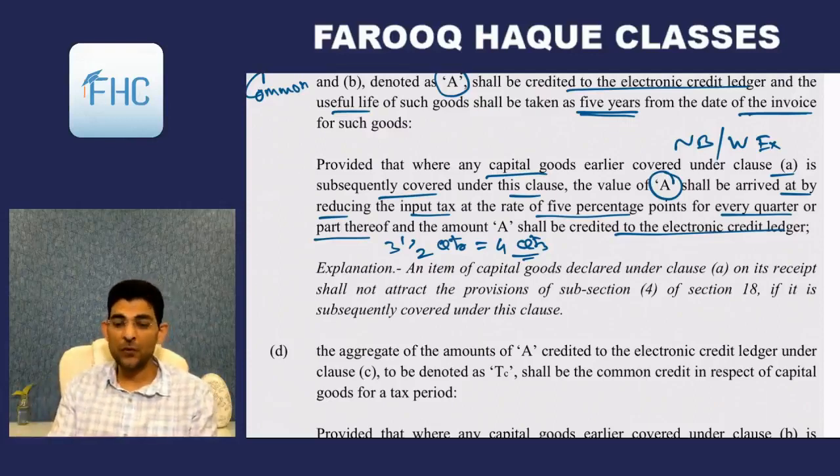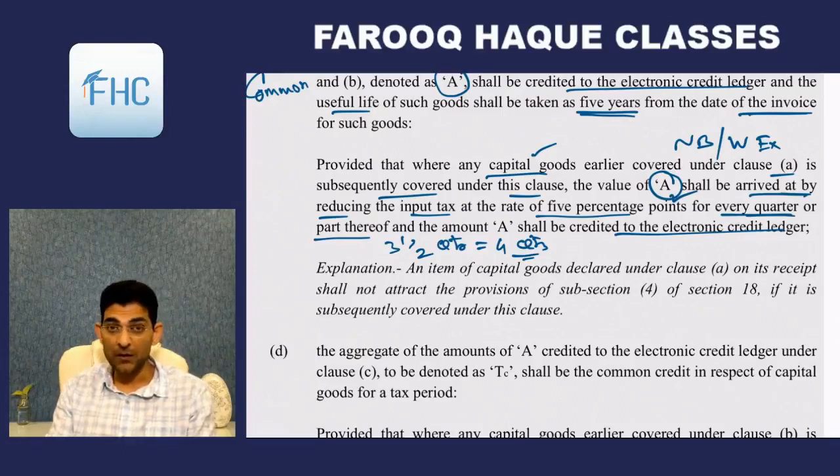So this is the first proviso that we saw. Provided that where the capital goods earlier covered under clause A, that is wholly exempt supply, subsequently covered under this clause, then the value A means the credit to be taken, 42,000 that we calculated. So A for our example was 42,000, shall be arrived at by reducing the input tax at the rate of 5 percentage points for every quarter, 5% for every quarter or part thereof, and the amount A shall be credited to electronic credit ledger, means that 42,000 will be credited to electronic credit ledger.